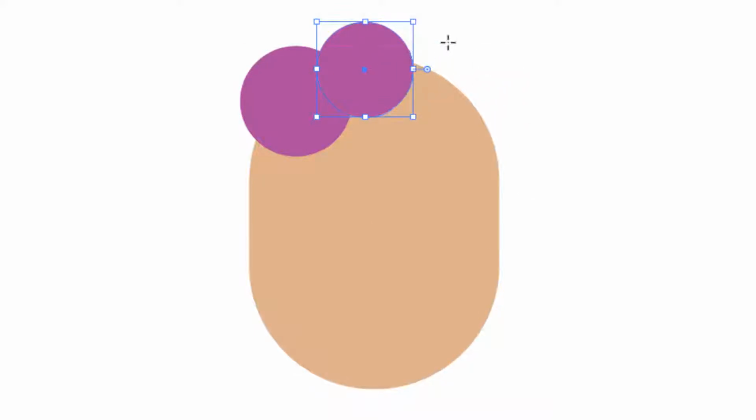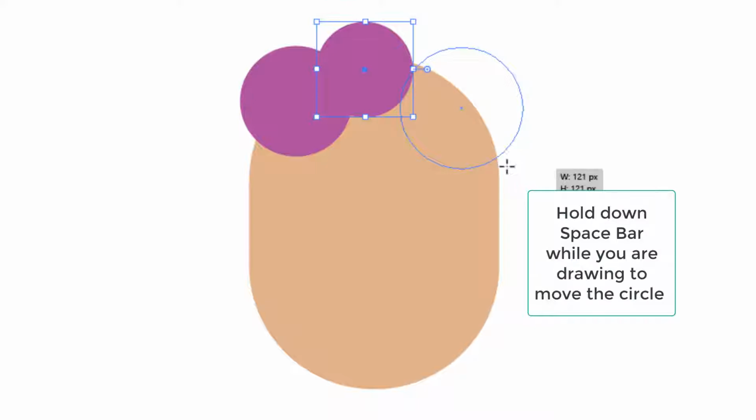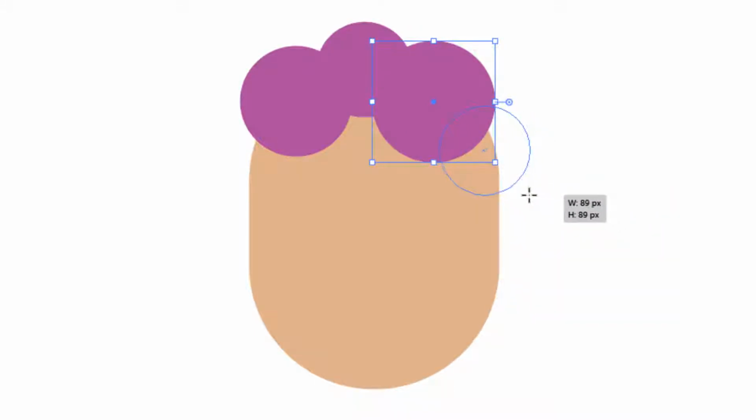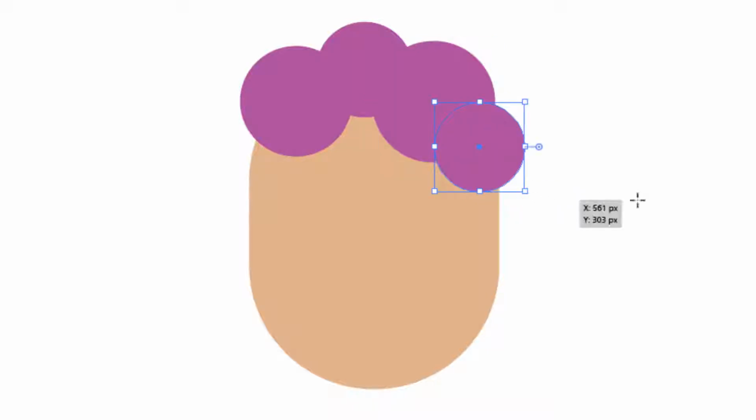So again, hold down Shift, drag out a circle. Before you let go of Shift, hold down the space bar, and then you can move that little piece of hair where you want it to be. I'm going to click another, hold down Shift, click and drag, hold the space bar, move that hair around. Okay. I'm going to stop there for now. I might rearrange the hair later.